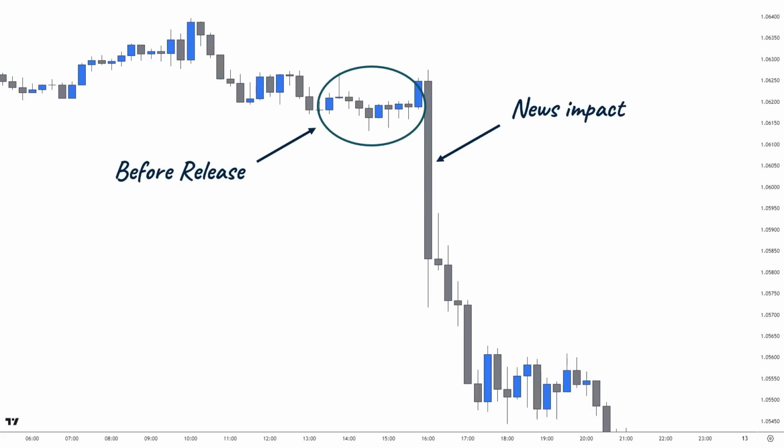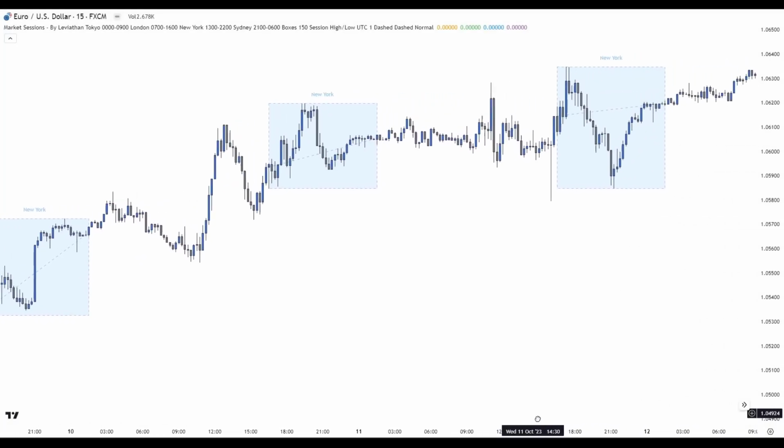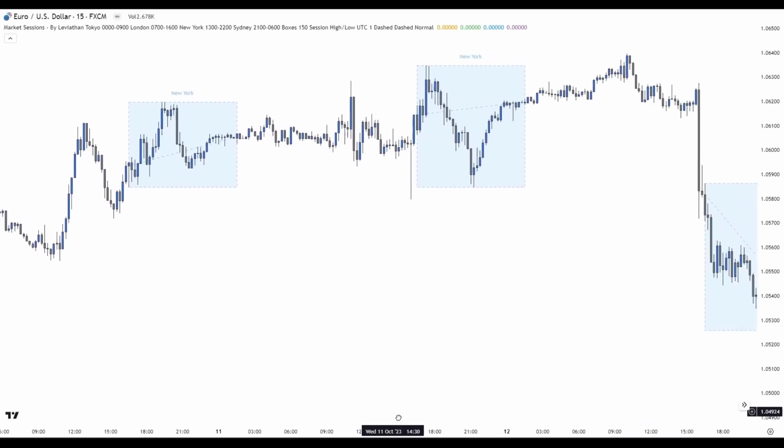The start of the New York session often coincides with the release of important news on US dollar currency, so you must check the economic calendar before placing the trades on US dollar pairs. Now that you know the characteristics of the New York session, let's dive into technical analysis and trading plan.